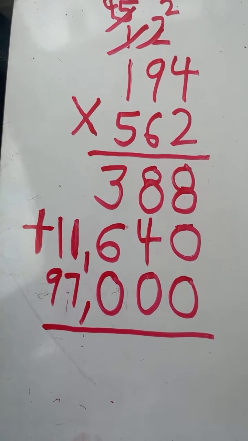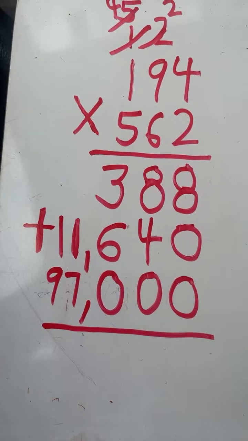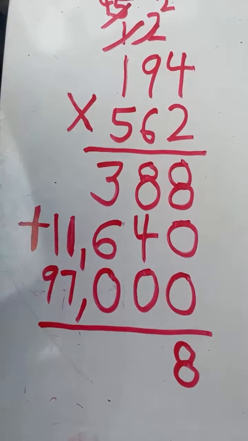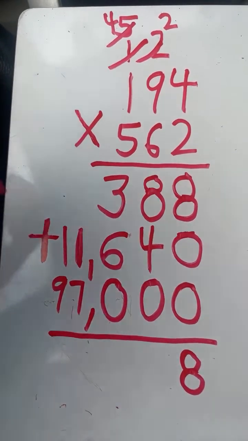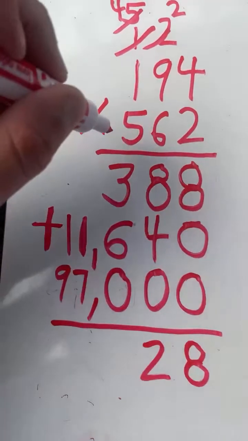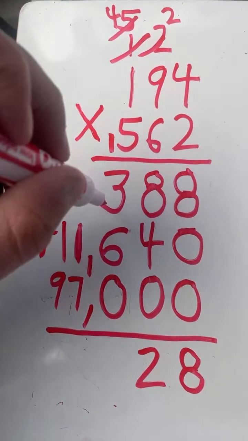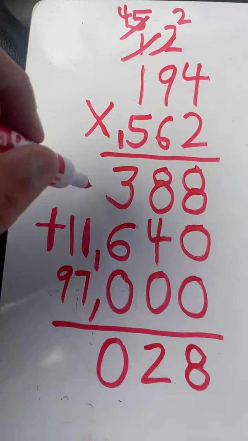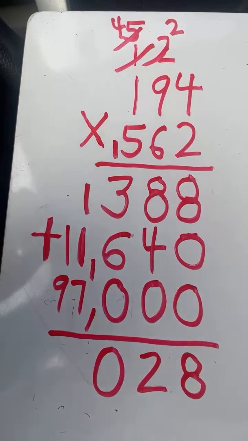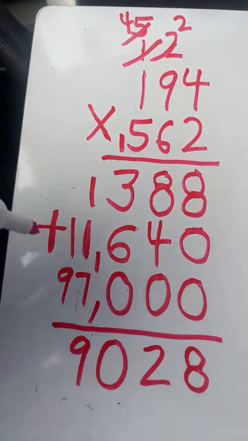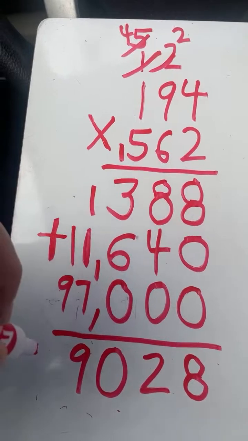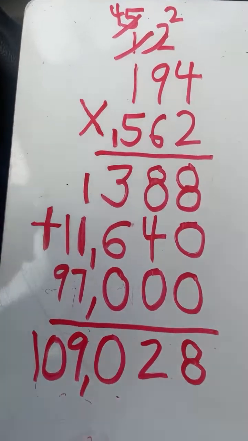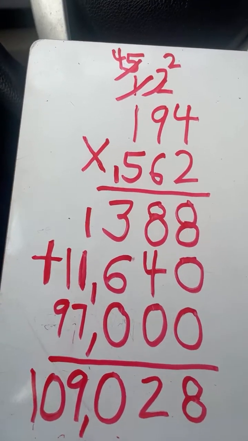So now we have to add these 3 numbers together to get our final answer. 8 plus 0 equals 8. 8 plus 4 plus 0 equals 12. 2, carry the 1. 1 plus 3 equals 4, plus 6 equals 10, plus 0 equals 10. 0, carry the 1. 1 plus 1 plus 7 equals 9. 1 plus 9 equals 10. And we have our final answer.